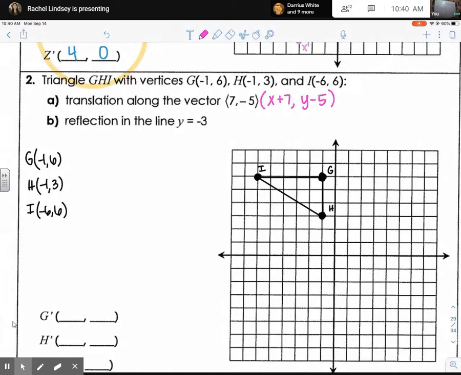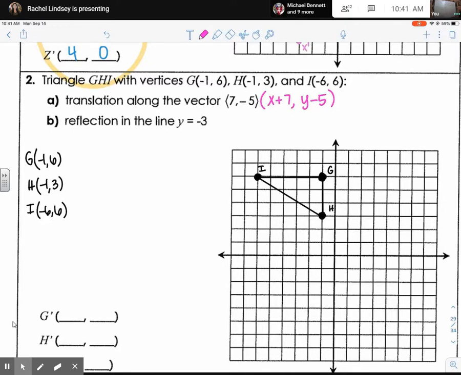Wait, no. You have to change the sign. So it'll be x minus 7, y plus 5. No, Lord, heaven help me. Come on. I was right the first time. Keep the signs the same. It's just Monday, so bear with me.